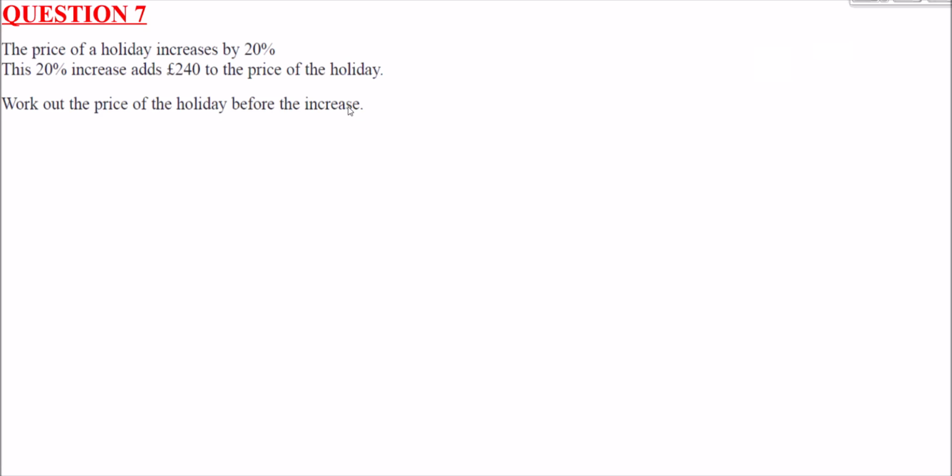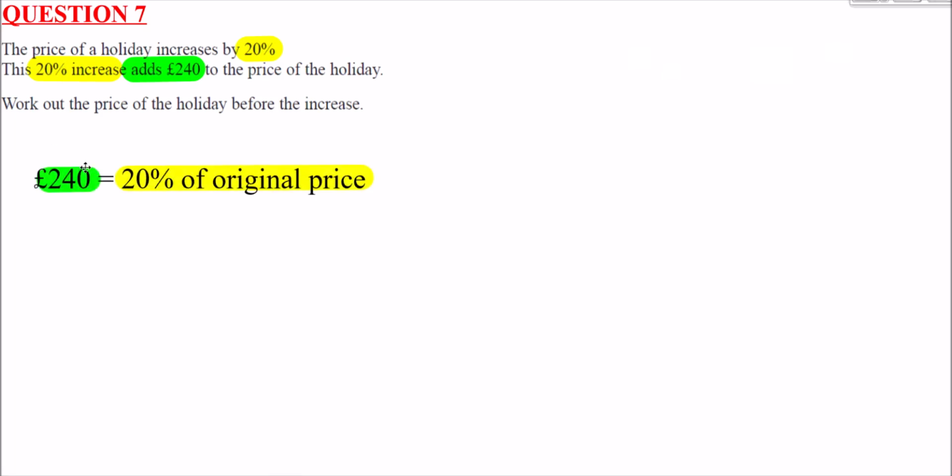I would always say to my students, before anything happens to an amount, you always start off with 100% of its original self. So here it's saying the 20% increase is equivalent to £240 of the original. So therefore, the original was 100%. This bit of information here, the 20% must be equal to £240. So 20% of the original equals £240.